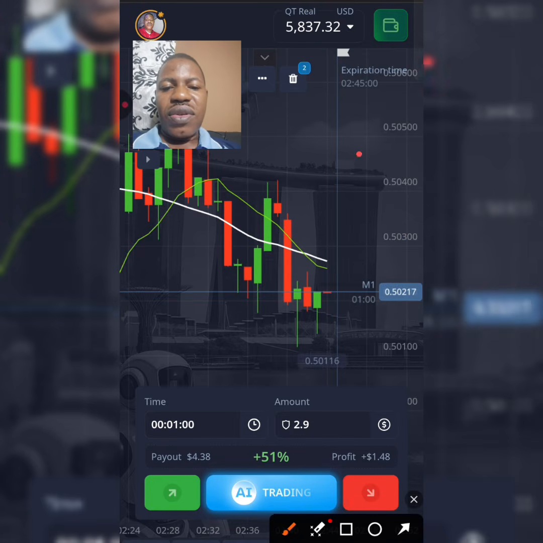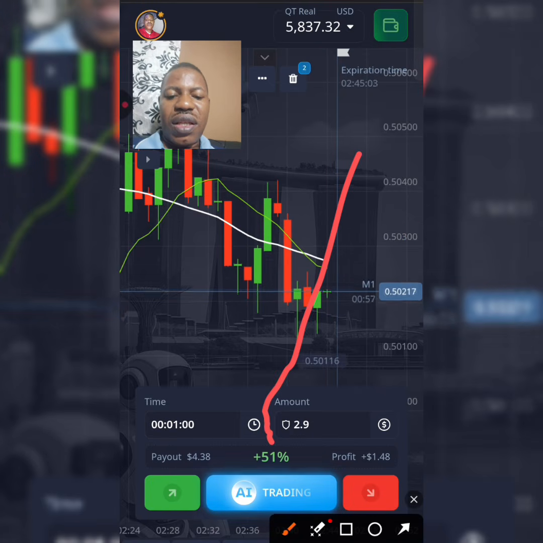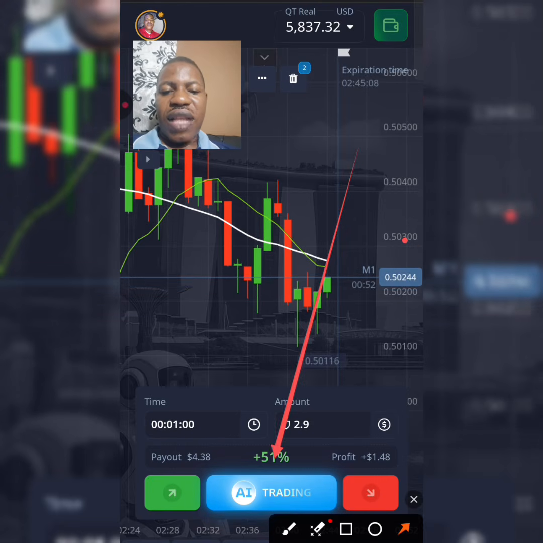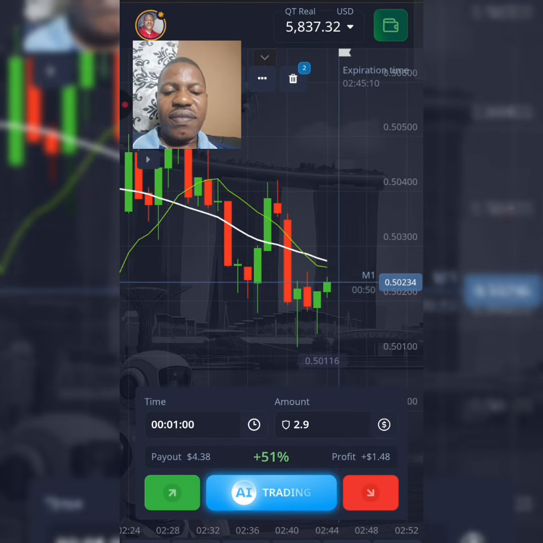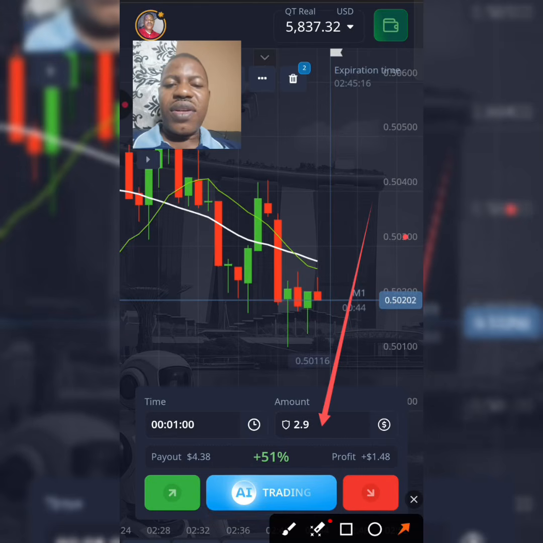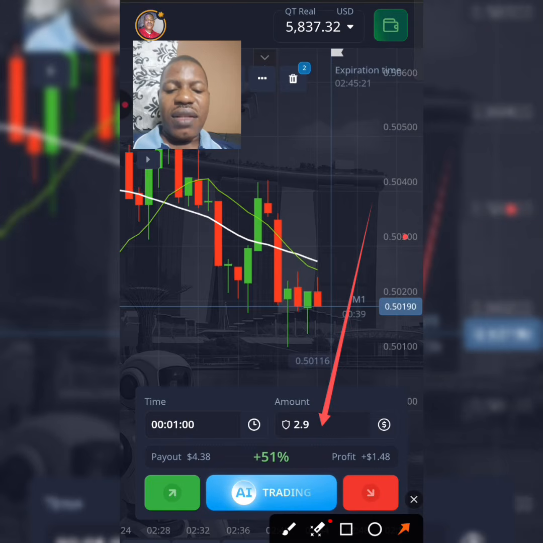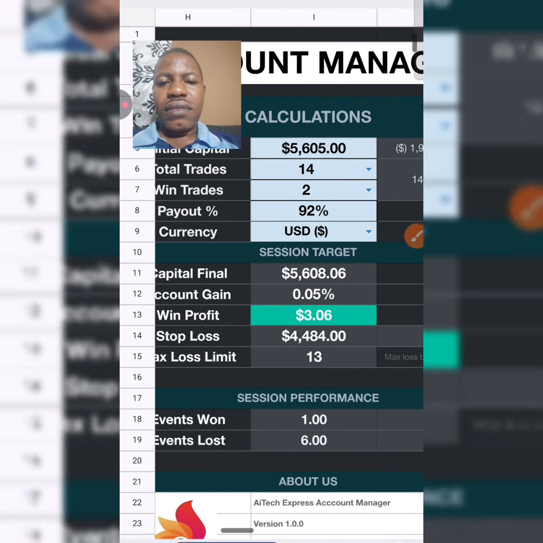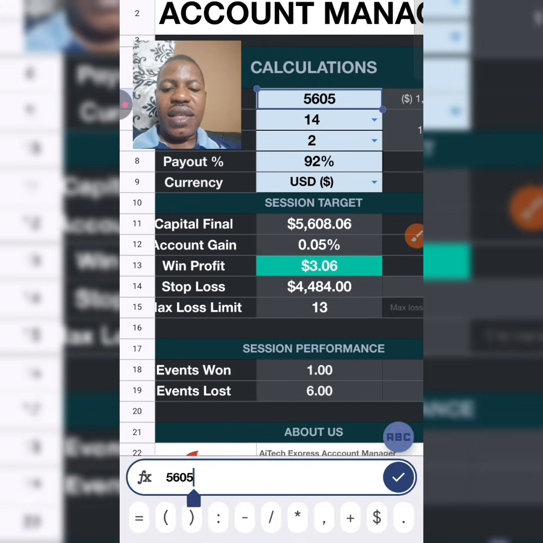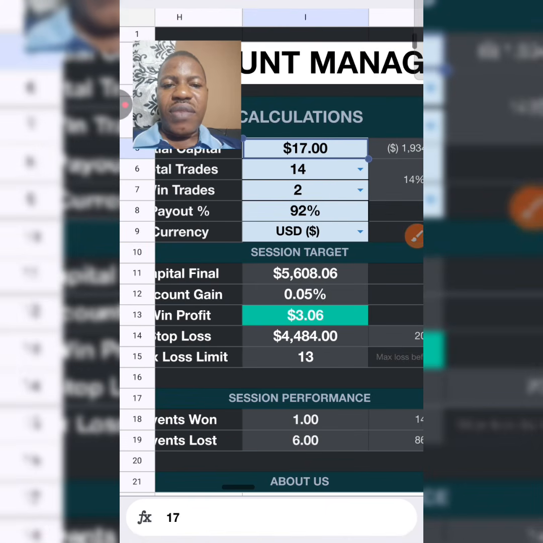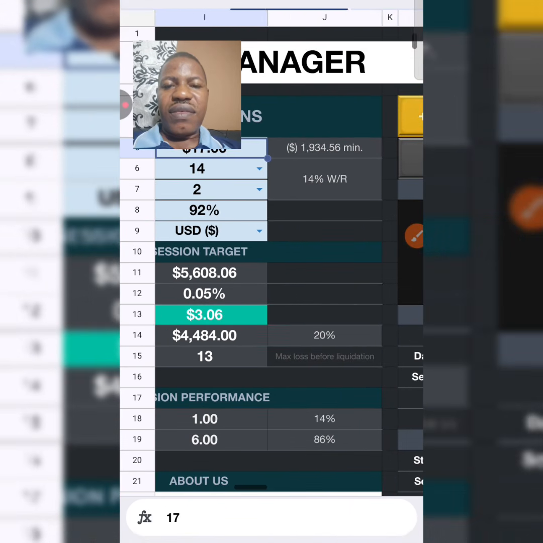The next one, you make sure we are using at least 92% win rate, and then you make sure you set the amount. Now, for us to set the trade amount, we need the account manager. Now, let's go. Come to this place and set in here $17. I assume I'm having just $17.